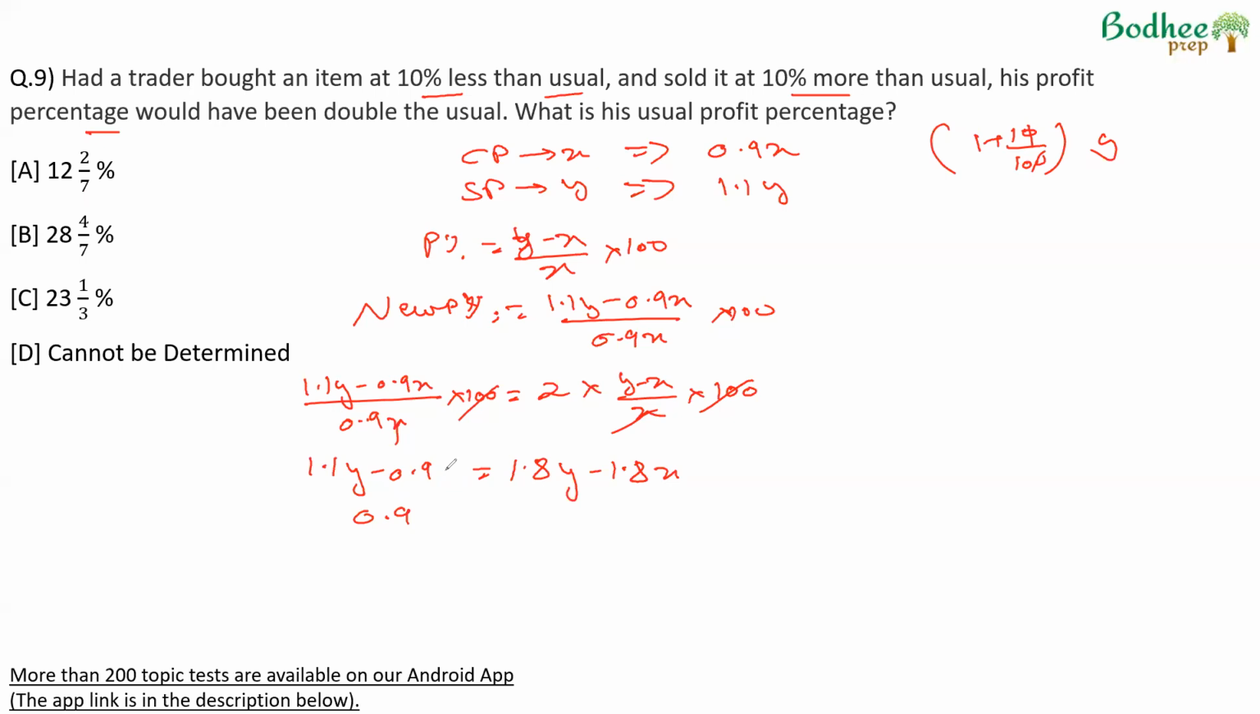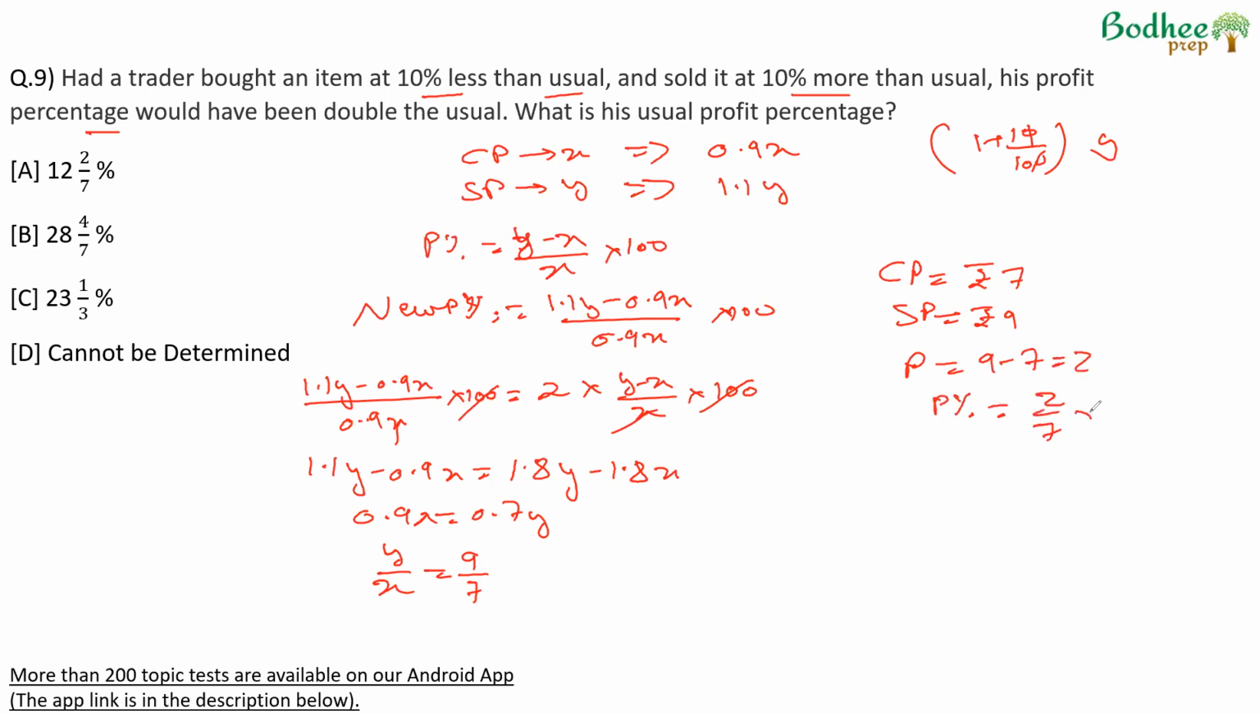0.9x, 1.8 minus 0.9 is equal to 1.8 minus 0.7y, which means y by x is equal to, x comes down, 7 goes down, 9 by 7, 0.9 by 0.7 or 9 by 7. So if cost price is rupees 7, selling price will be rupees 9. We have to find out usual profit percent. So profit will be 9 minus 7, that is 2. Profit percent will be 2 by 7 into 100.